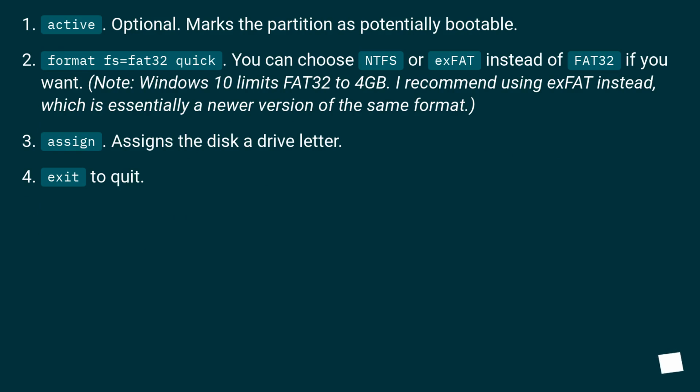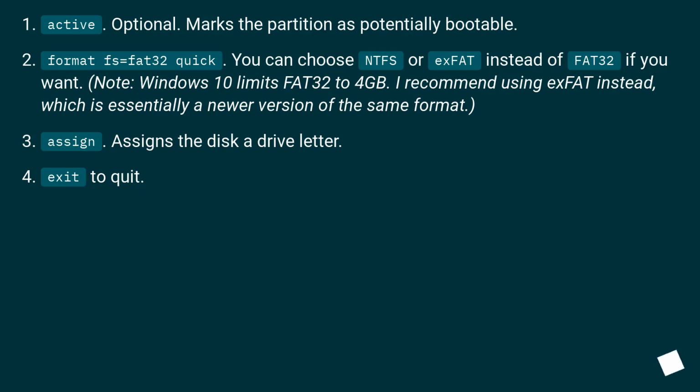Format fs=fat32 quick. You can choose NTFS or exFAT instead of FAT32 if you want. Note, Windows 10 limits FAT32 to 4 GB. I recommend using exFAT instead, which is essentially a newer version of the same format.